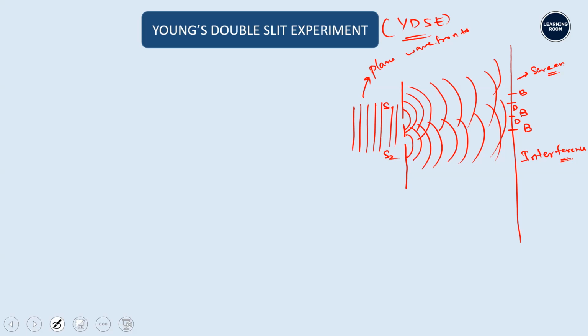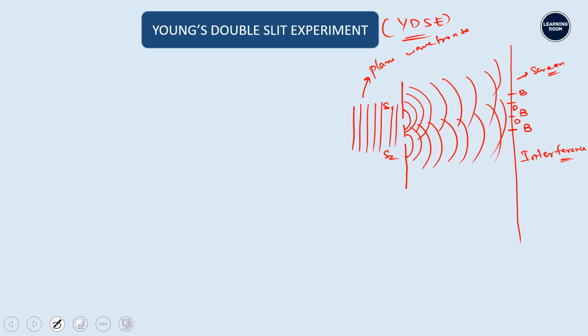In a similar way, if you want the distances between the bright or dark spots to be increased or decreased, what kind of adjustments do you need to make in the experimental apparatus? These kinds of calculations are what we are going to see in this particular topic. So I hope you are able to understand why YDSE is an application of interference of light.